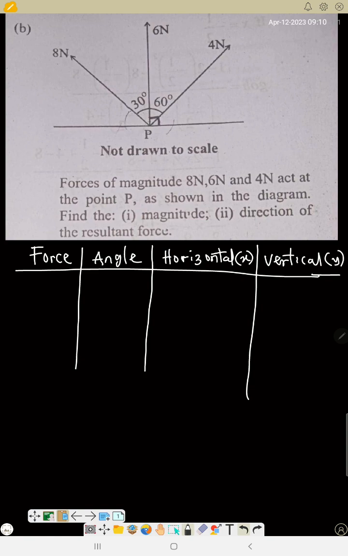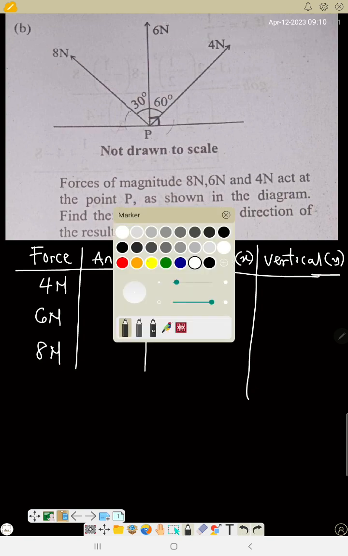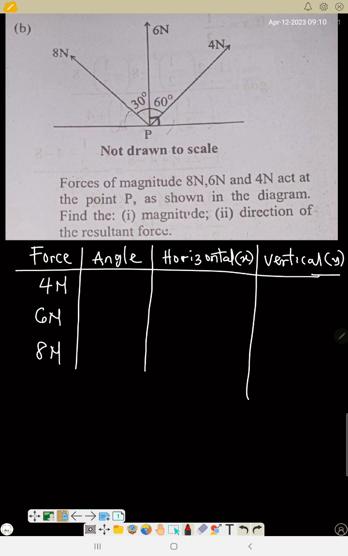So what are the forces you have here? I have force of 4 Newton, 6 Newton and 8 Newton. So remember I said anywhere the angle lies is cos. So that means in this case the vertical will be cos, horizontal will be sine. But you can actually change the angle to the horizontal also.